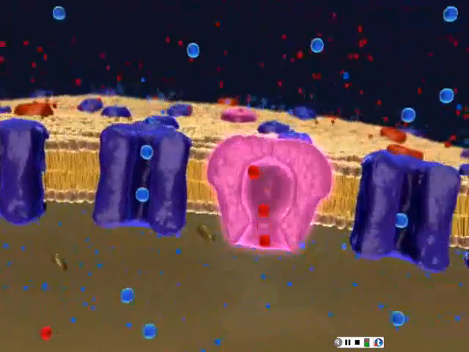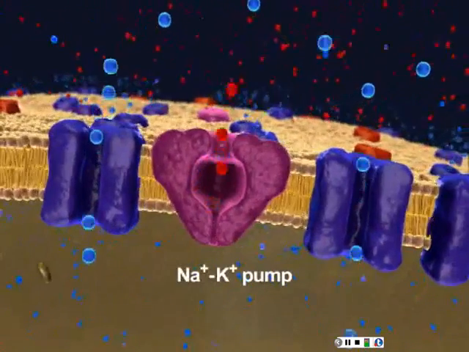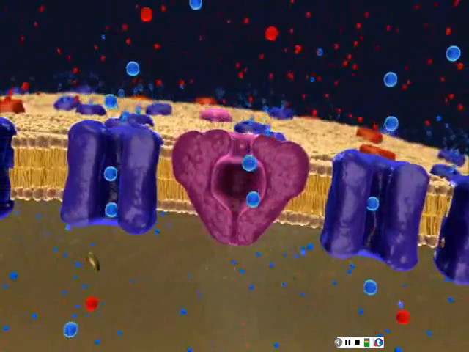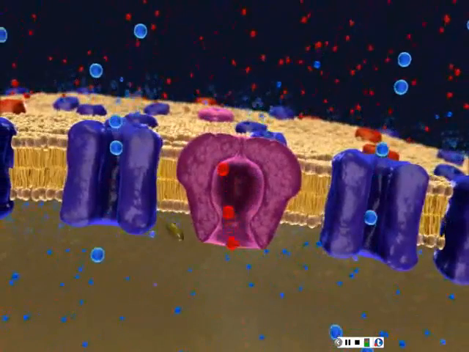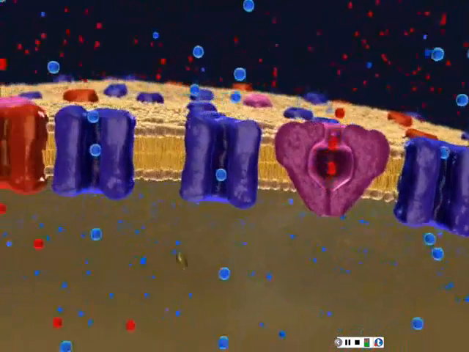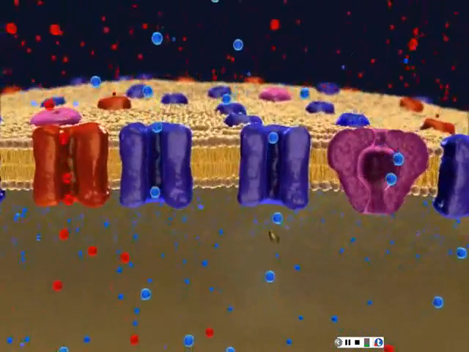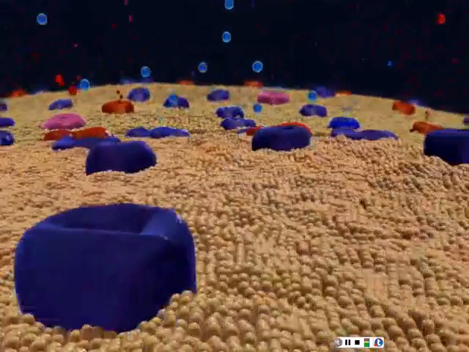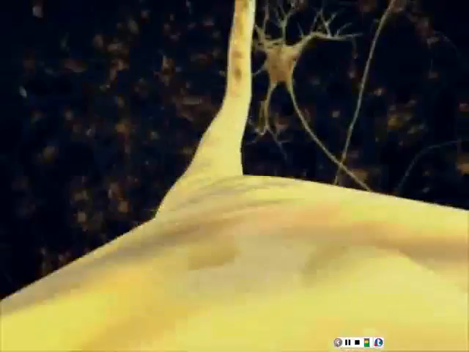Sodium-potassium pumps actively transport sodium ions out of the neuron and potassium ions back in, compensating for the sodium and potassium leaks. Thus, the pumps help to maintain the resting membrane potential.